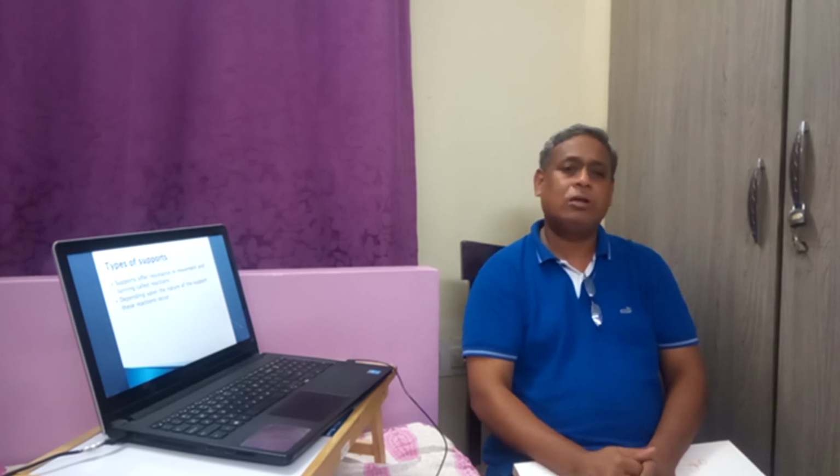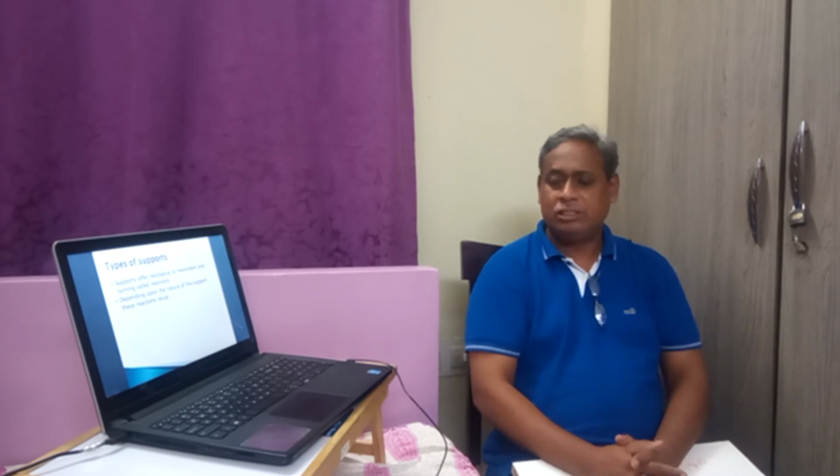We have seen what the different types of supports are. Different types of supports are simple supports and fixed supports. In simple supports there are two types, that is roller support and hinge support. There is a slight difference between them. When a roller support is provided, the horizontal movement is possible. For a hinge support, the horizontal movement as well as vertical movement are not possible, only rotation is possible. That is the difference.